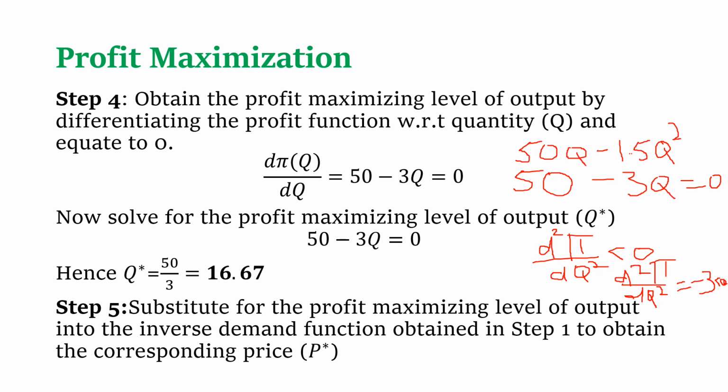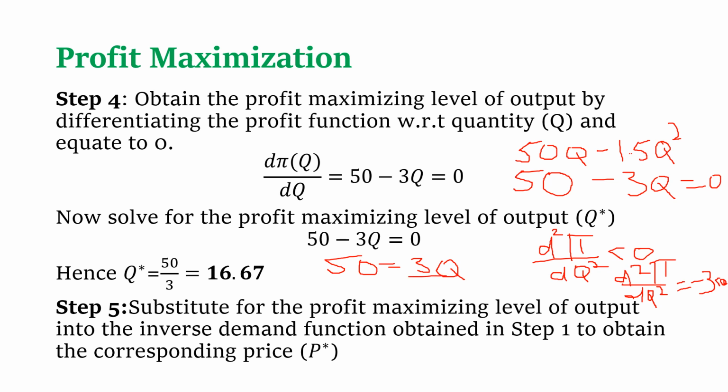So how do we go about doing that? We have 50 minus 3q equals 0. We take 3q to the other side of the equation, it becomes 50 equals 3q. Whenever you transpose a term, the sign in front of the term changes. If it were minus, it becomes plus. If it were plus, it becomes minus. Okay? So this becomes a plus here.